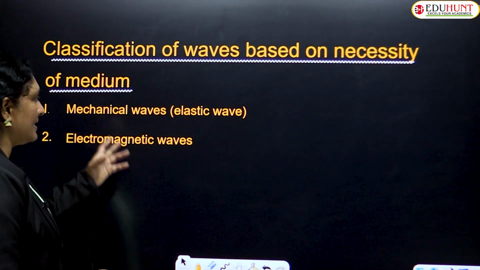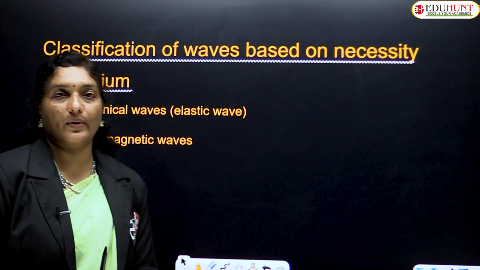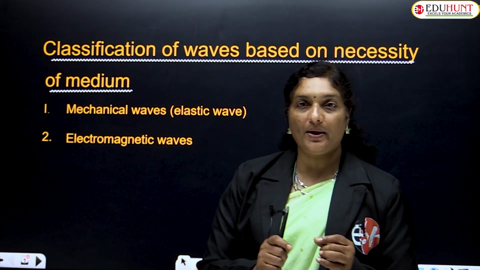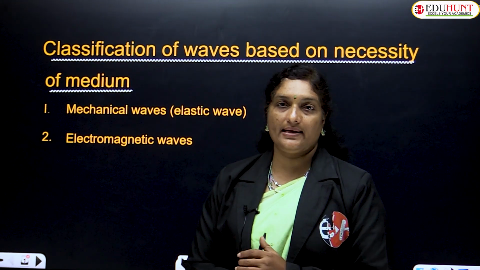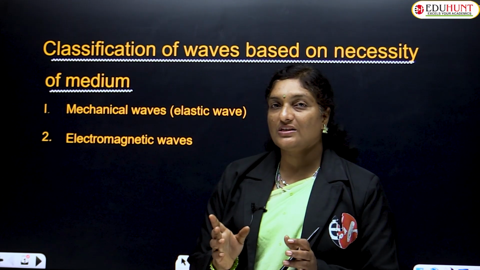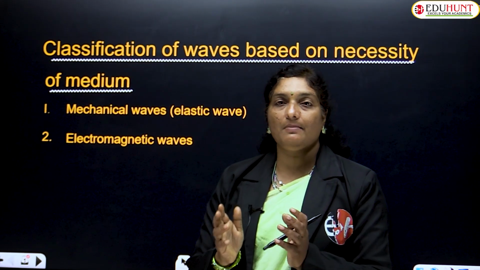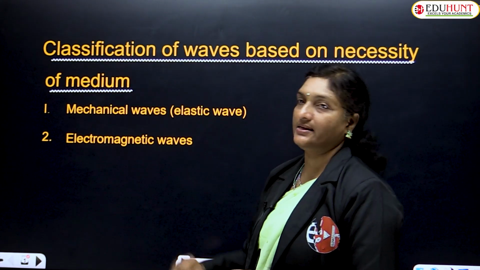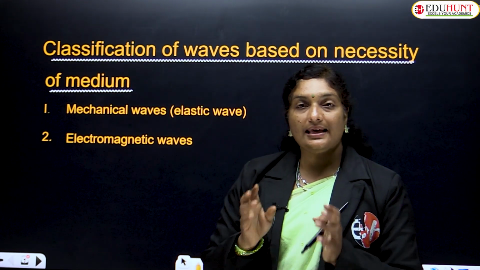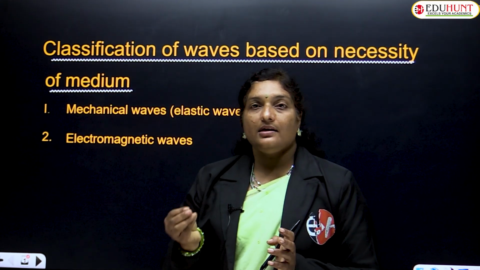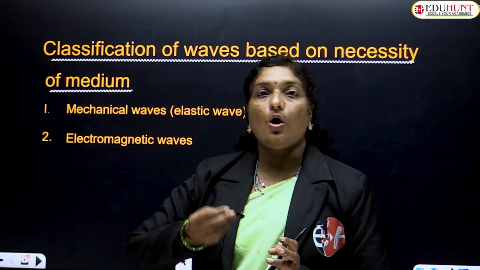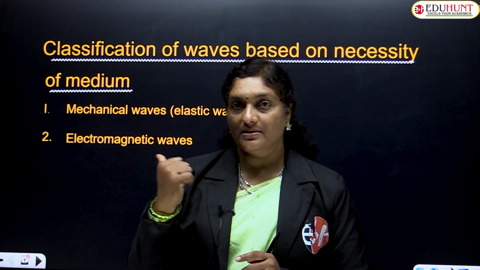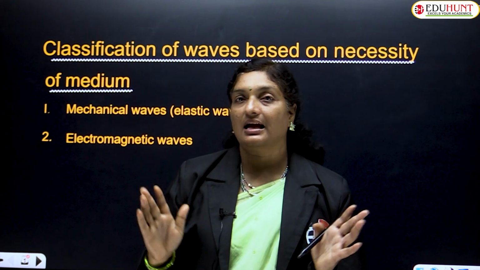So coming to the mechanical waves. What is meant by mechanical wave? The waves which require a material medium for their propagation are called mechanical waves. I repeat, the waves which require a material medium for their propagation or transmission are called mechanical waves. So that means these waves may require either solid, liquid or gas for their transmission. So these types of waves, mechanical waves, can never travel through vacuum.